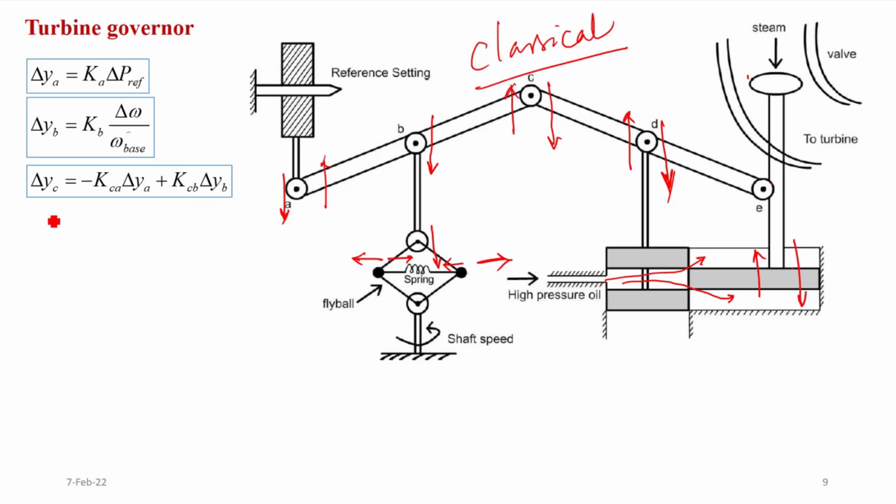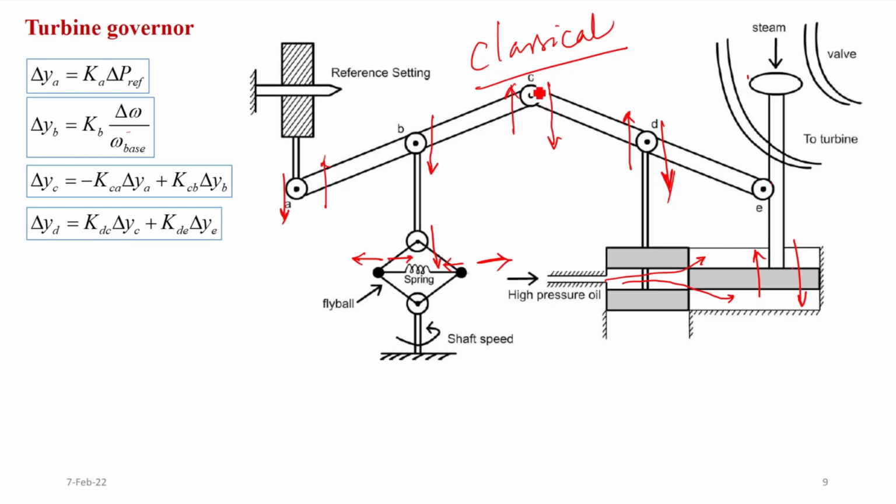Right, so delta Yc, I can write, is equal to minus Kca into delta Ya plus Kcb into delta Yb. Right. Now, coming to point D. In point D, there is an incremental change in the positive direction, delta Yd will be equal to Kdc delta Yc. Okay, because they are directly proportional.